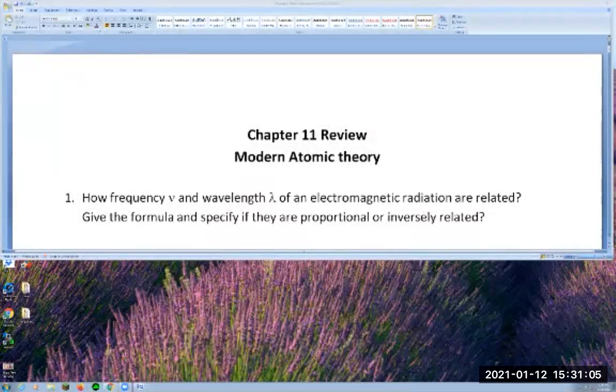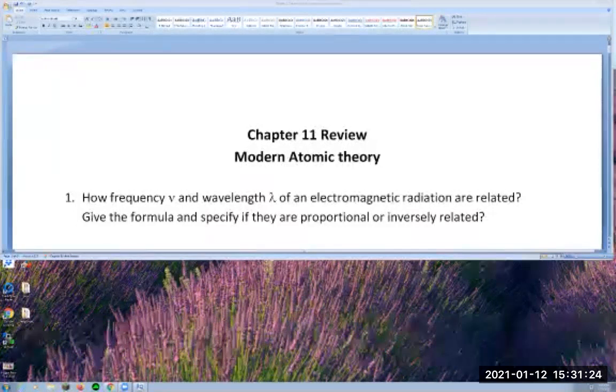So this is the first part of chapter 11 review. We will go over question 1 to question 8. Chapter 11 is on the modern atomic theory, so it emphasizes more on what electrons are doing in the atoms, where they are located, and about that.